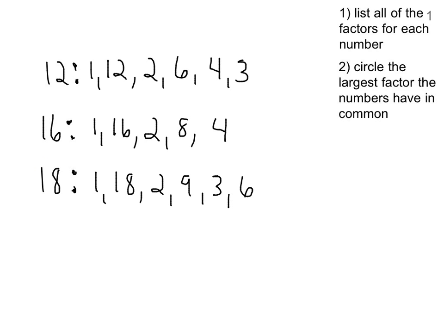Again, you want to start with the top number first. So the largest number I have is a 12, and if I look at my 16 and my 18, they don't have 12, so 12 doesn't work. My next largest number is a 6, and 18 has a 6, but 16 doesn't work. Now we go to 4. 16 has a 4, but 18 doesn't, so 4 doesn't work.